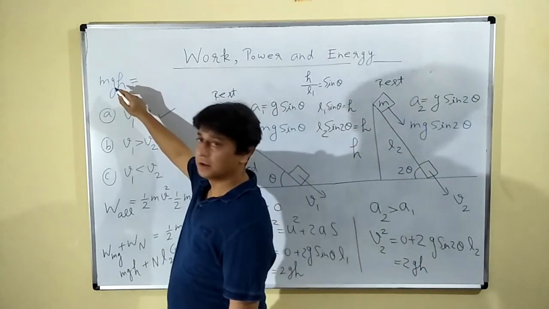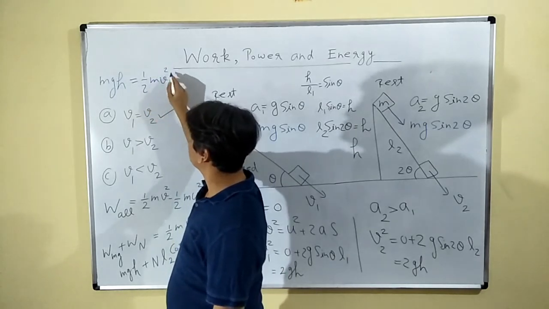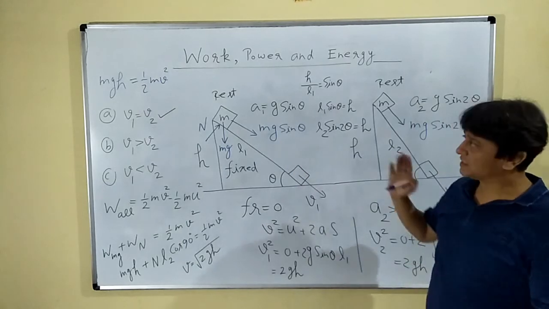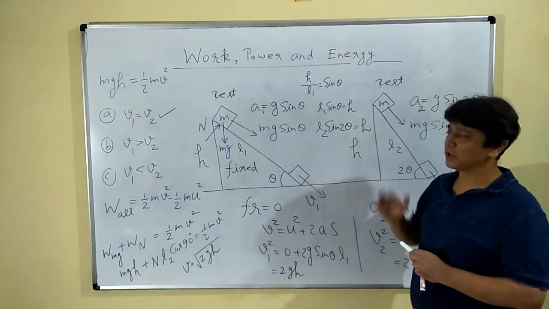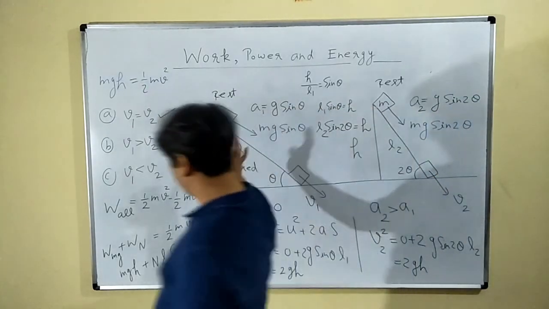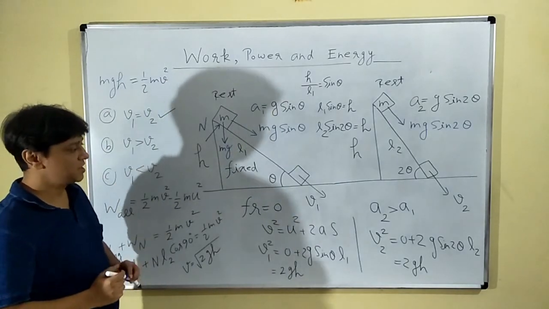ये वर्क क्या करेगा? Kinetic energy change, which is what? Half mv square. Initially object is at rest. Done. That's the beauty of this work energy approach. Hopefully समझ में आ गया होगा first method as well as second method. दोनों methods को नोट कर लीजिए.